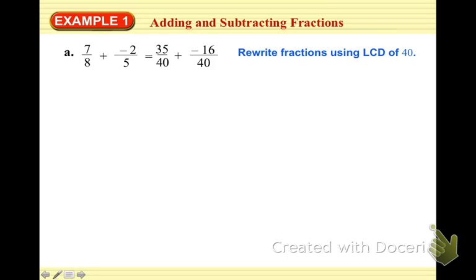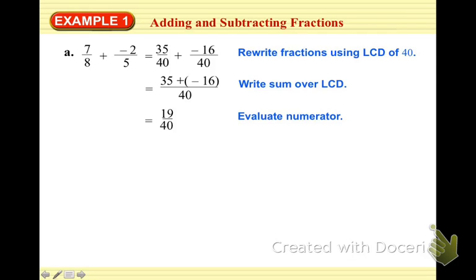So 35 over 40 plus negative 16 over 40. Now we write the sum over the lowest common denominator, 35 plus negative 16. Remember our integer rules: the signs are different, so we will subtract, and we'll keep the sign of the one with the highest absolute value, so that would be the positive number. 19 over 40, and we don't need to simplify.